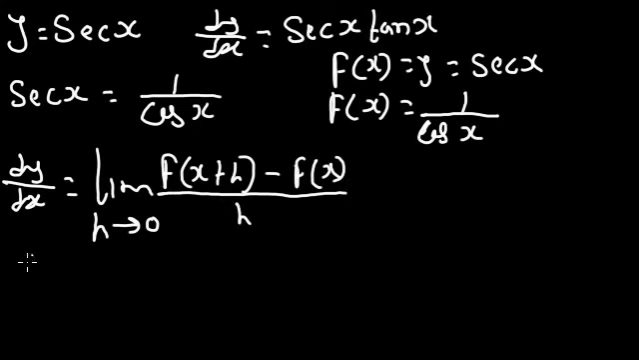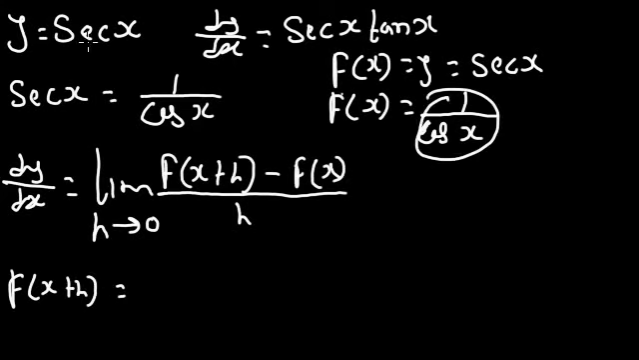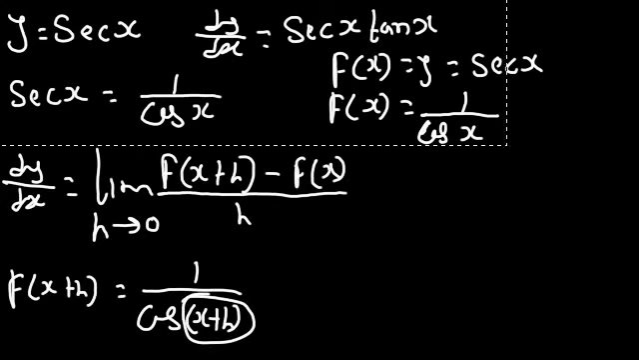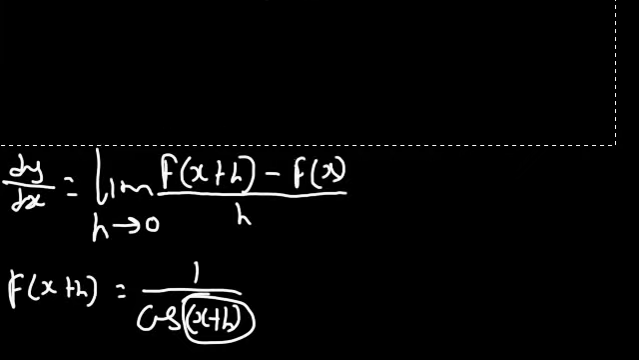Now the goal is to determine f of x plus h, since we have f of x already. Since f of x is 1 over cos x, then what would be f of x plus h? That's simply 1 divided by cosine of x plus h, because what that means in essence is that wherever we see x in f of x, we should replace it with x plus h. Perfect. Now we have everything we need. We can proceed on finding the derivative.